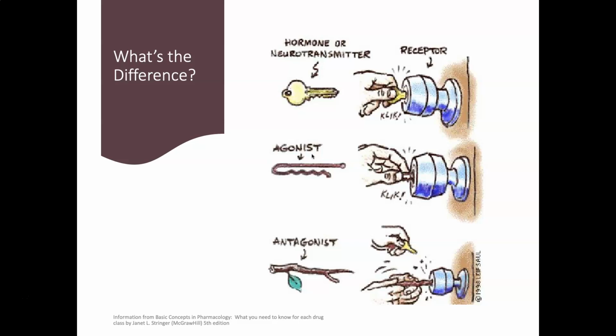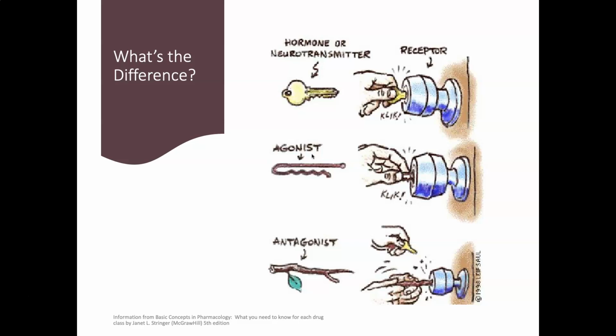Okay? An antagonist is like using a branch from a tree outside. You stick it in the door. Is it going to open it? Nope, it's not going to open it, but it's going to block that doorknob from being used by either a hormone or neurotransmitter key or by the agonist pick. Okay, so when we're talking receptor theory, you're going to be talking basically about agonists and antagonists until we get to the point where we talk about hormones or neurotransmitters.